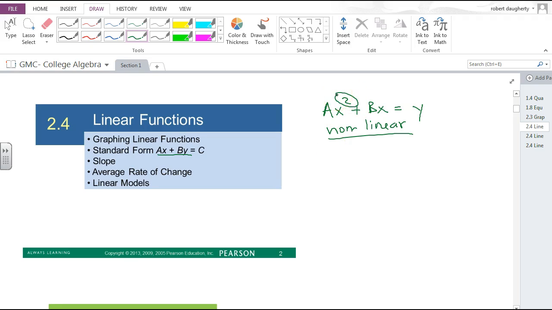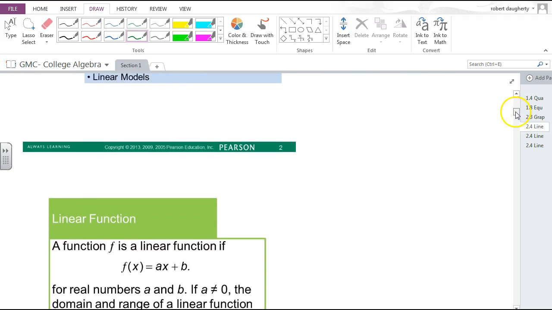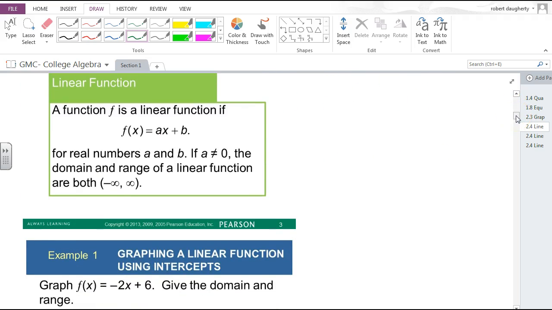So if I have something like ax plus by equals c, my variables are x and y, they're only raised to the first power, that's a linear equation. So we're going to deal with slope, which you may have dealt with in lines before, how that talks about rates of change, and then a few word problems that deal with lines.